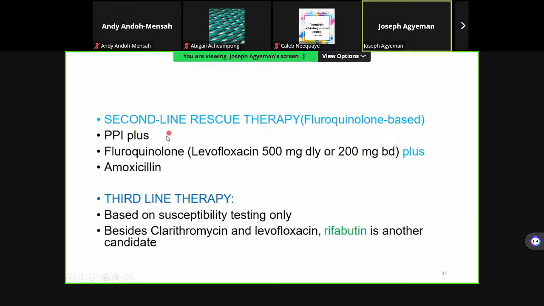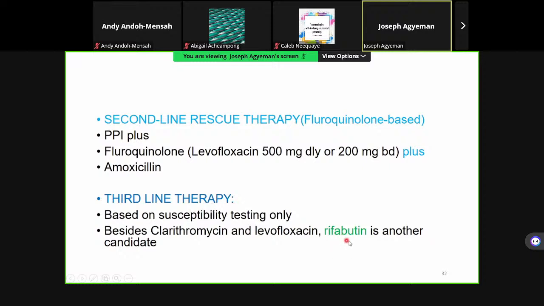If this second line rescue therapy also failed, then you are going to your 3rd line therapy. And of course, with this, you have to do susceptibility testing before you initiate your 3rd line agent. So that is where the gastroenterologist will have to come in and do some cocktail combinations. So in that case, you'll be considering all possibilities. So aside the normal clarithromycin and levofloxacin that we know, rifabutin is also known to be active against H. pylori.